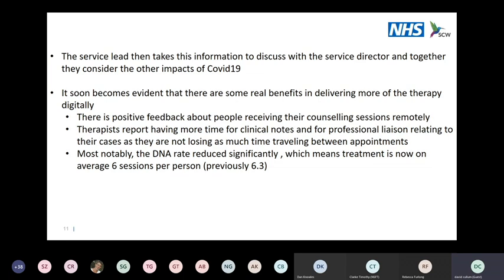And most notably, the DNA rate reduced significantly, which means treatment is now on an average of 6 sessions per person. It was previously 6.3. So by switching by necessity because of COVID-19 to a sort of online delivery, they're finding people are less likely to miss their appointments and not turn up.